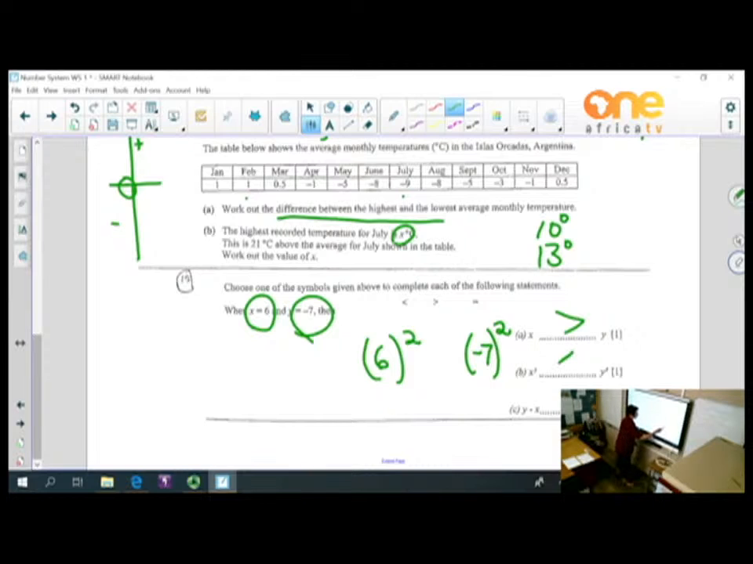So it's going to be less than. You shouldn't get negative 49, positive 49. And then the last one, y minus x. So negative 7 minus 6 is negative 13. And 6 minus 7 is positive 13. So this is again less than there.